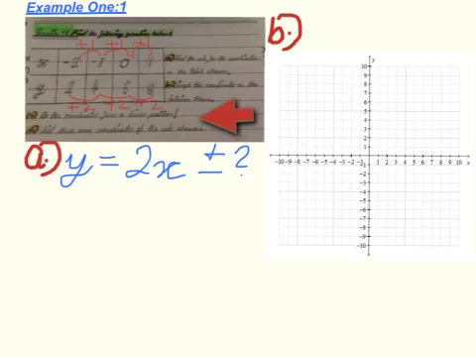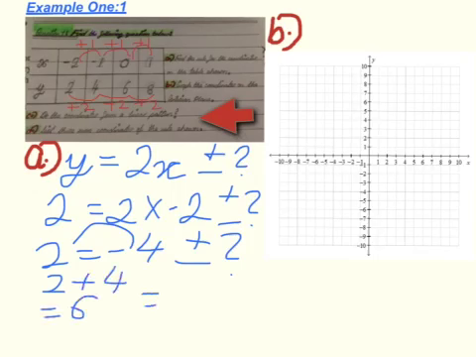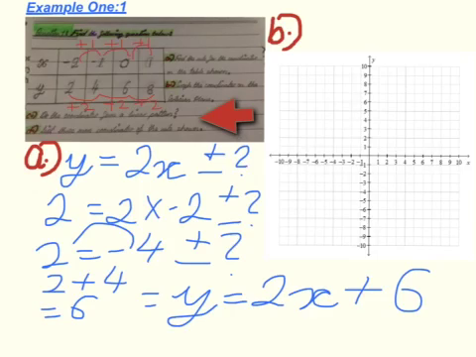So y is 2 when x is minus 2, so 2 equals 2 times minus 2 plus or minus something. 2 equals minus 4 plus or minus something. So we move that minus 4, which gives 2 plus 4 equals 6, which clearly defines that y equals 2x plus 6. That's the answer for part A.